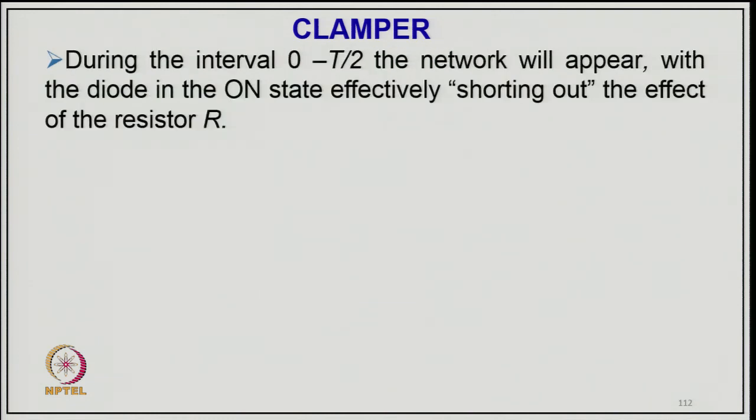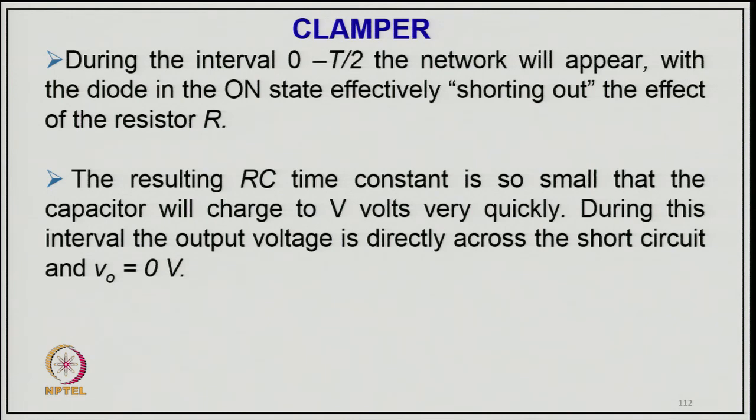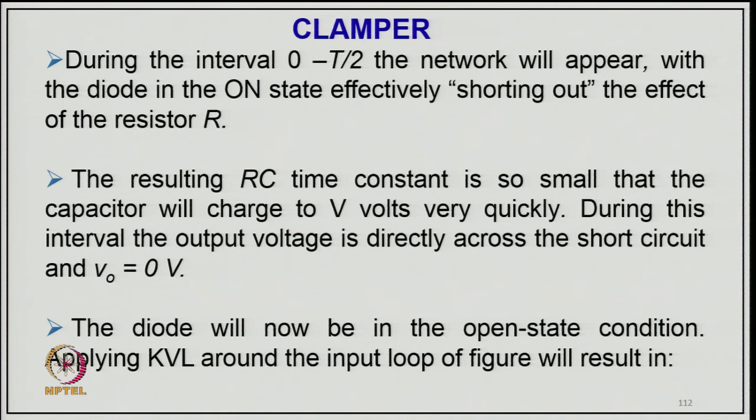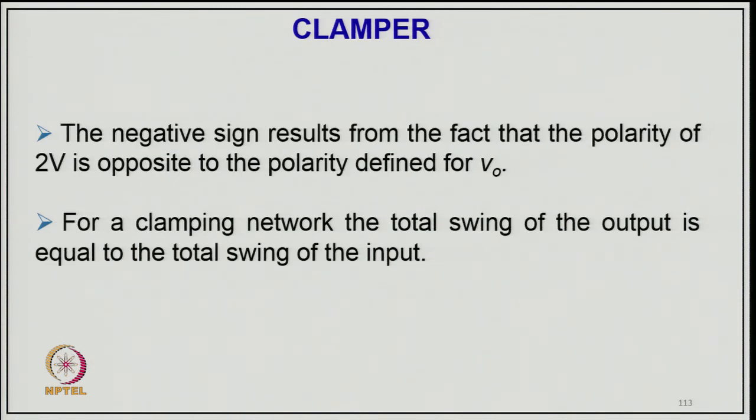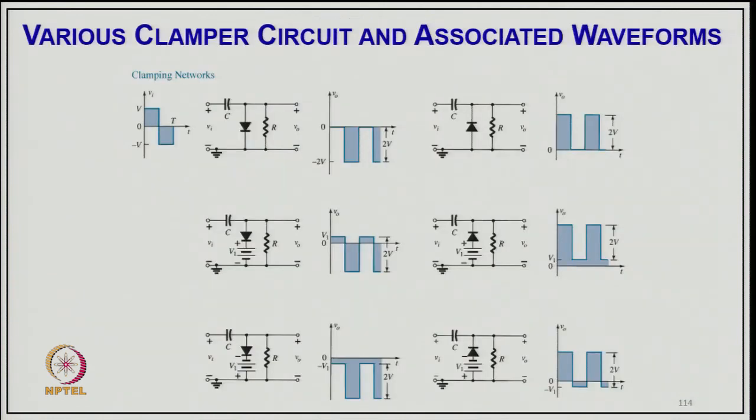During the interval 0 to T by 2, the network will appear with the diode in the on state, effectively shorting out the resistance, and the resulting RC time constant is so small that the capacitor will discharge to V volts very quickly. During this interval the output voltage is directly across the short circuit, V0 equals 0 volt, and the diode will now be in the open state. Applying KVL around the input loop of the figure results in V0 equals minus 2V, and the negative sign results from the fact that the polarity of the 2V is opposite to the polarity defined for V0. For the clamping network, the total swing of the output is equal to the total swing of the input, and that is V0 equals minus 2V. This is a typical clamping circuit and associated waveform.